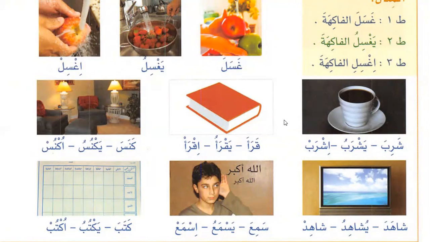Sharibal qahwata, he drank the coffee. He is drinking the coffee. Yashrabul qahwata, he drinks the coffee. Ishrab al-qahwa. Ishrabil qahwata. When we have alif lam, we write sukoon, but we pronounce kasra. Drink the coffee.